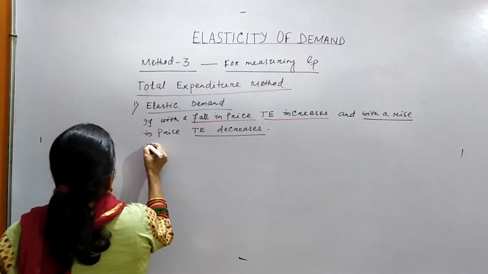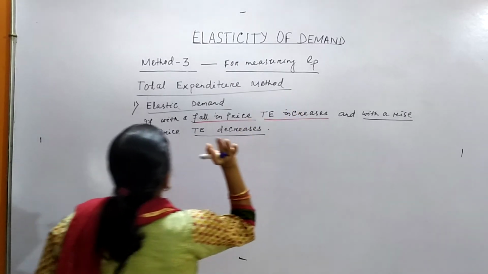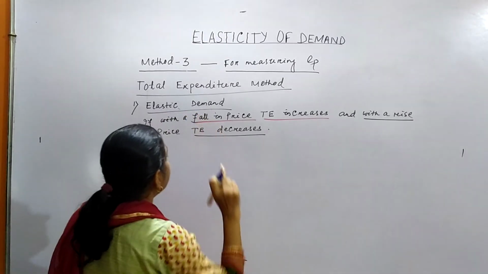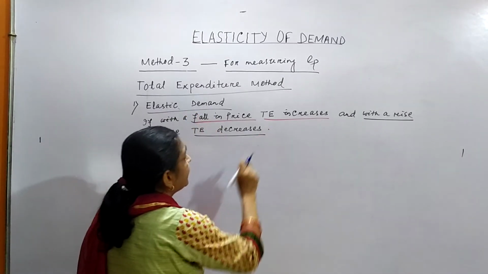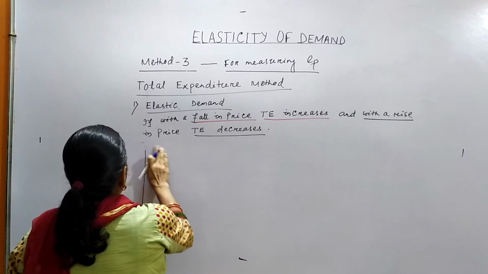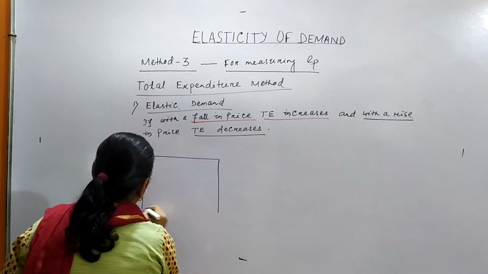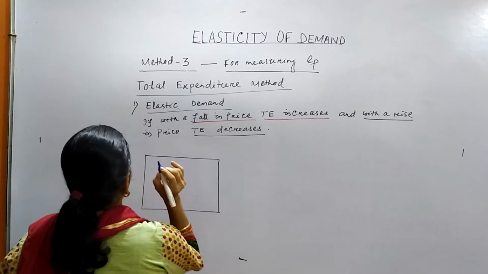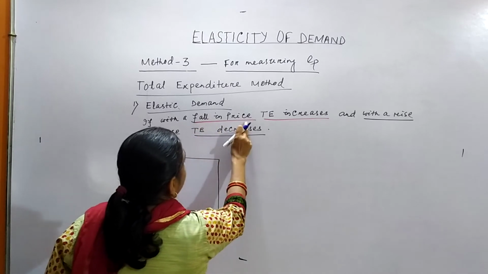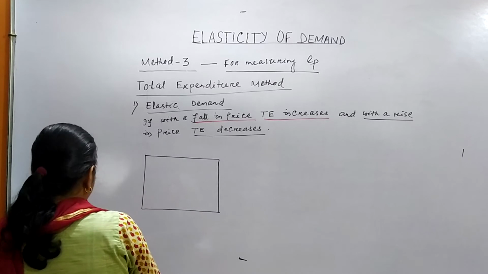Now we can put it in a table. What type of elasticity is this? What will be the value of elasticity in this case, in the total expenditure method? Now we will draw a table. This will be the first case, fall in price. First we will see that with a fall in price, total expenditure increases.